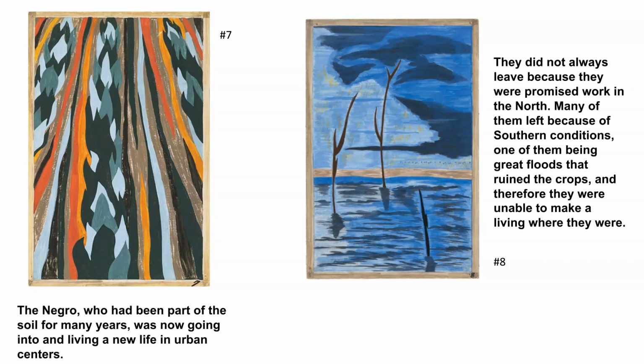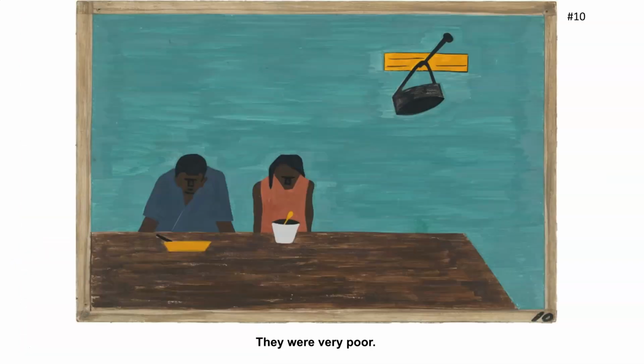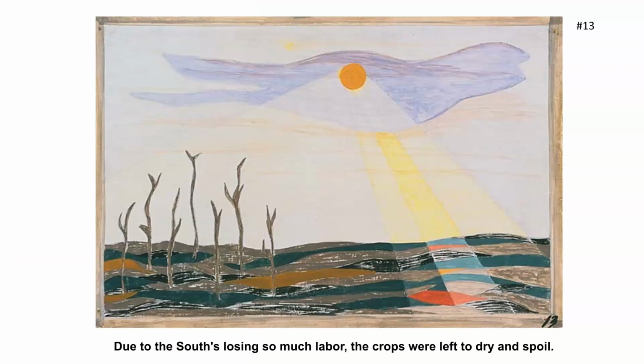They did not always leave because they were promised work in the North. Many of them left because of southern conditions, one of them being great floods that ruined the crops, and therefore they were unable to make a living where they were. Another great ravager of the crops was the boll weevil. They were very poor. In many places, because of the war, food had doubled in price. Due to the South losing so much labor, the crops were left to dry and spoil.